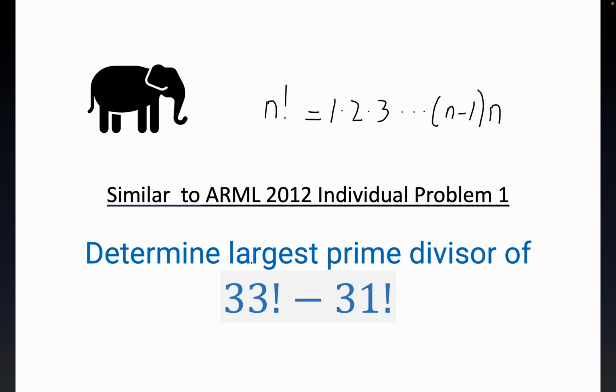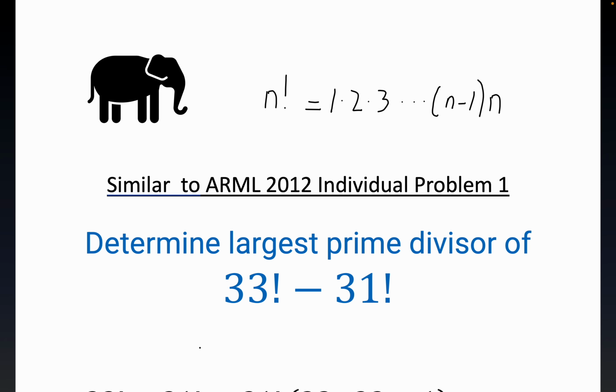Now we're supposed to determine the largest prime divisor of two factorial expressions. And this is similar to an American Regions Mathematics League problem back in 2012 at the individual competition. Something that's nice to notice here that follows from this definition is that 33 factorial. And by the way, folks, what can we do with something like this? Well, normally if we can factor it, at least we can look at potential prime factors. Right now it's hard to look since it's not factored.